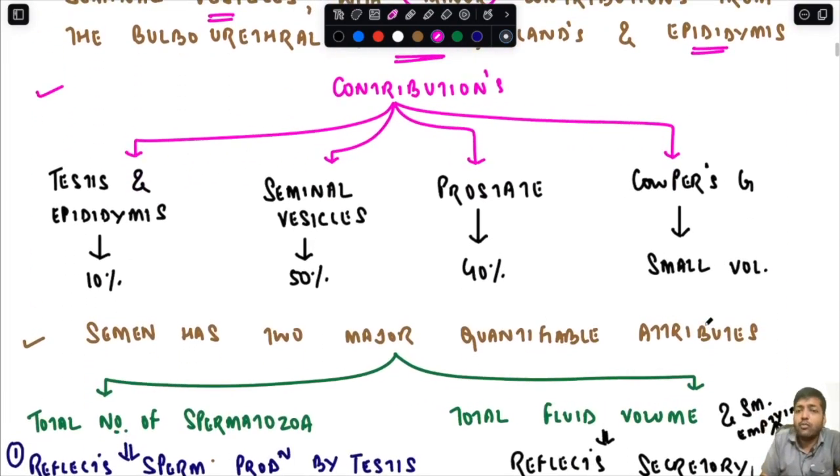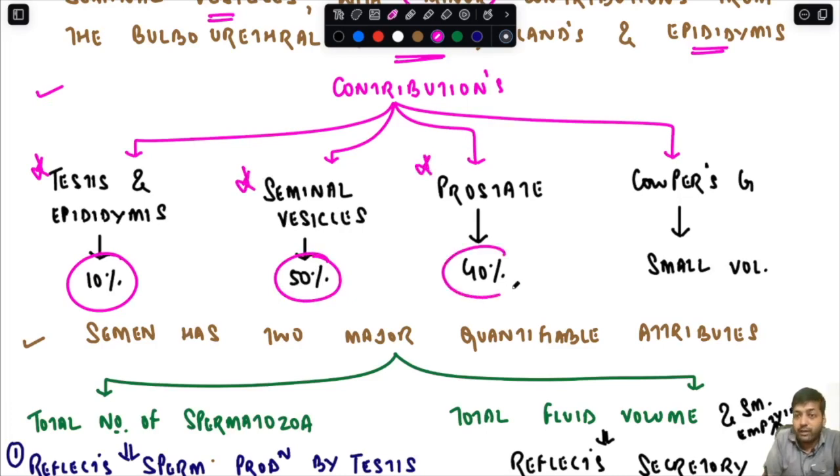So what are the contributions of the different parts of the male genital tract towards the seminal fluid? The testis and the epididymis contribute only 10%, and this is basically the sperms. The seminal vesicles contribute 50%, whereas the prostate contributes 40%, and the Cowper's gland, that is the bulbourethral gland, contributes a very small volume. So these are the contributions. This is a very important viva question in the exam.